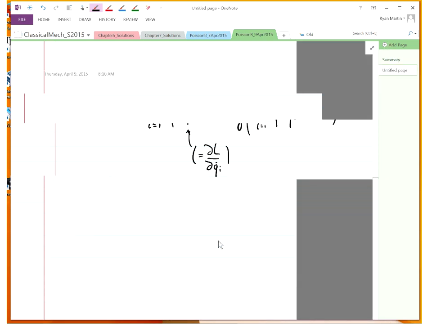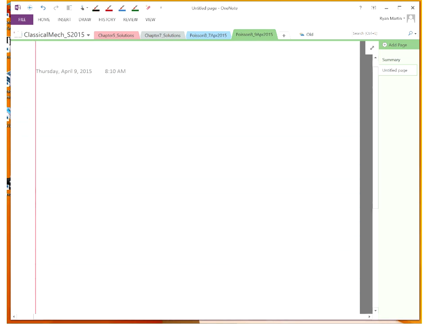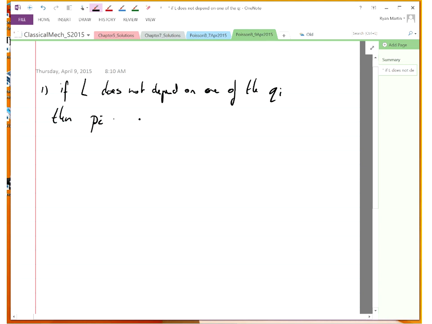So we saw two specific cases of that. One is if L does not depend on one of the qi, then we found that the conjugate momentum of qi was equal to a constant, or was conserved.